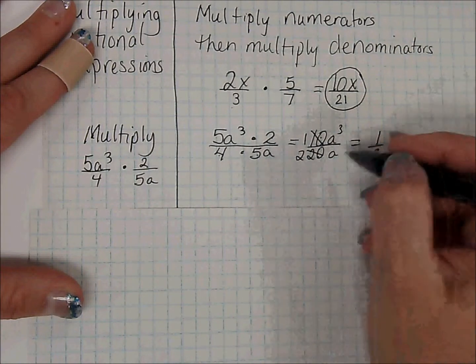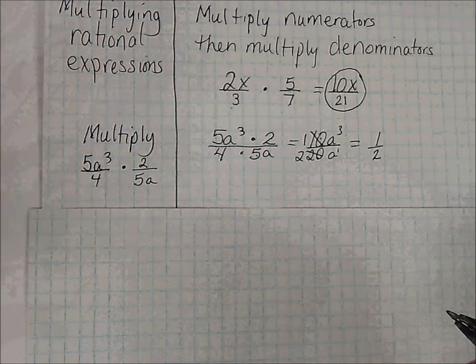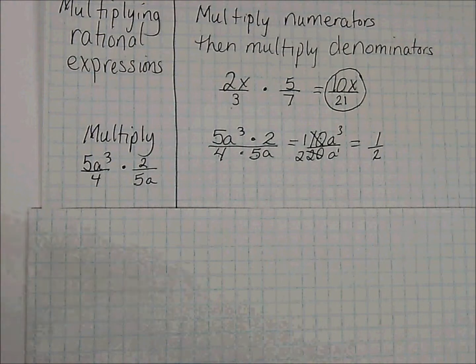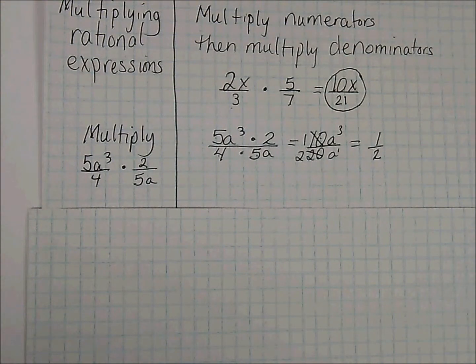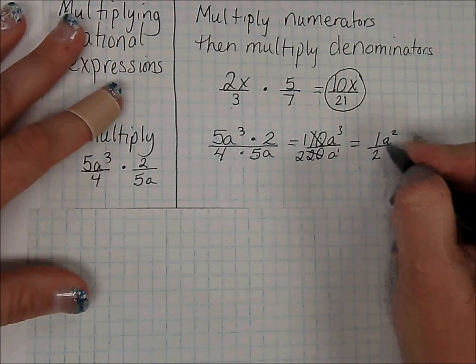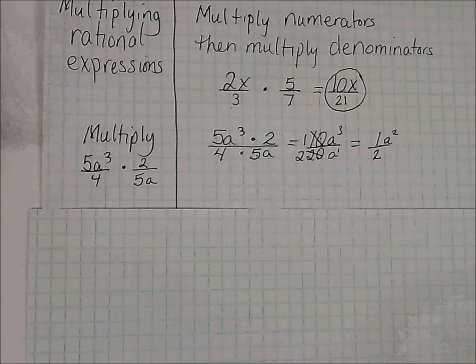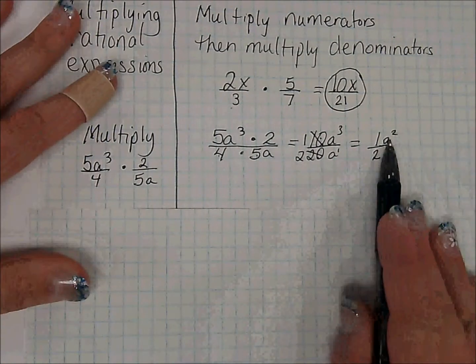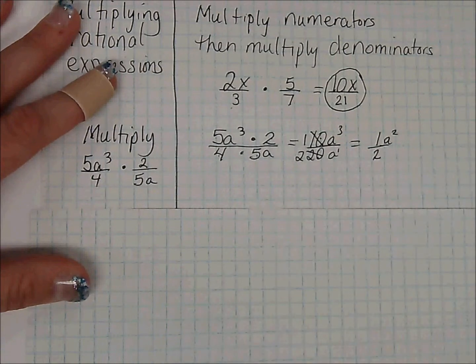This is 1a and this is 3a's. And remember, when you have the a's on top in the numerator and an a on the bottom in the denominator, you subtract the exponents. So 3 minus 1 would be a to the second power. And that's a positive exponent, so it would be up on the top of that fraction.